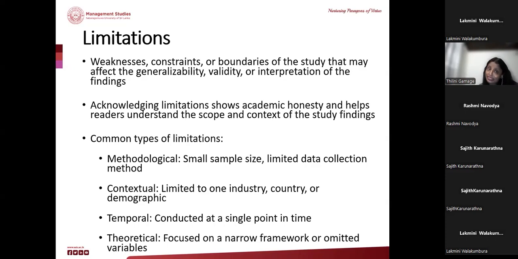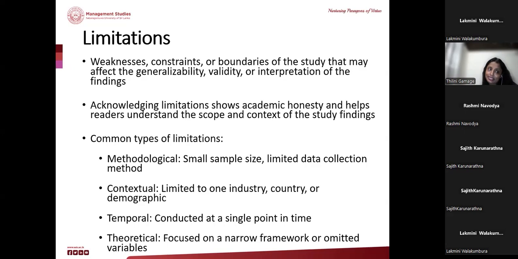And not only that, there are theoretical limitations in studies where you focused on a narrower framework, or sometimes omit some variables. You say that I didn't consider these variables, only these variables were considered, only this specific framework was considered in conducting the study. So these are, of course, limitations in your study, which you should acknowledge openly. Acknowledging limitations all the time demonstrates your academic honesty.